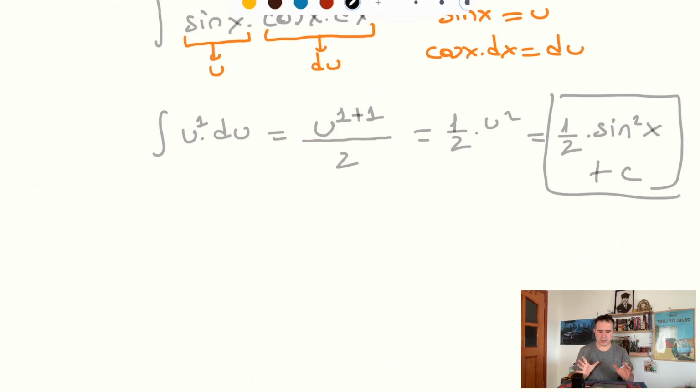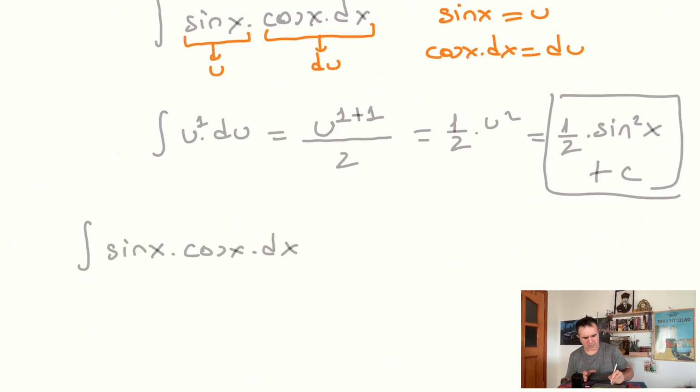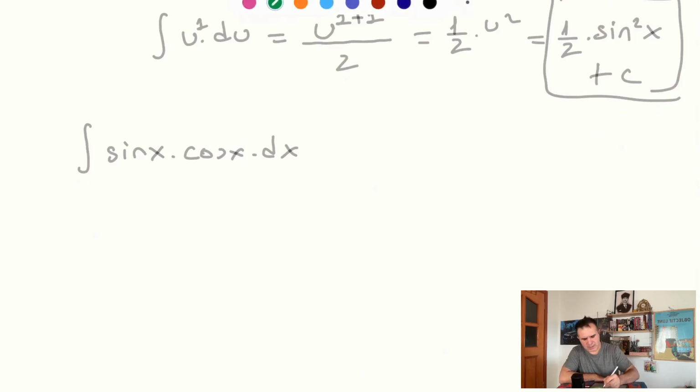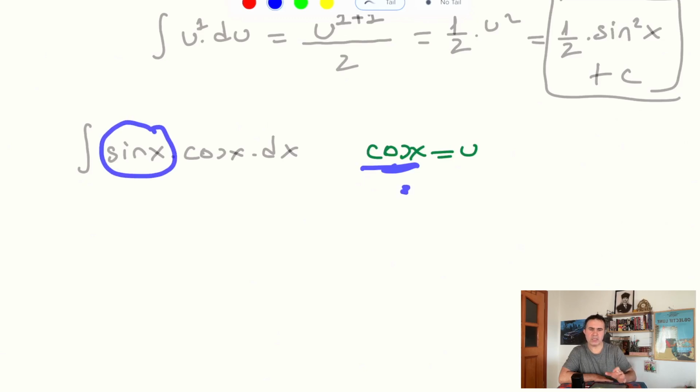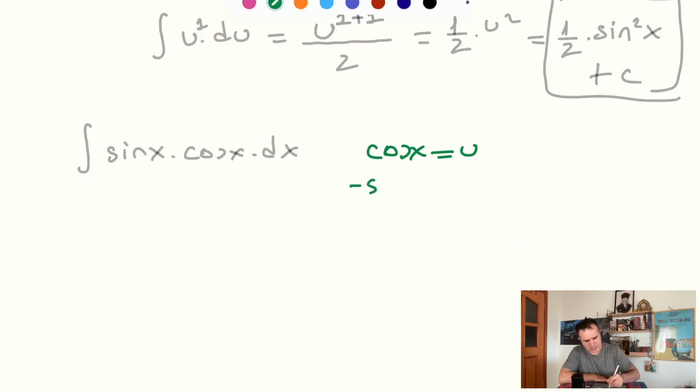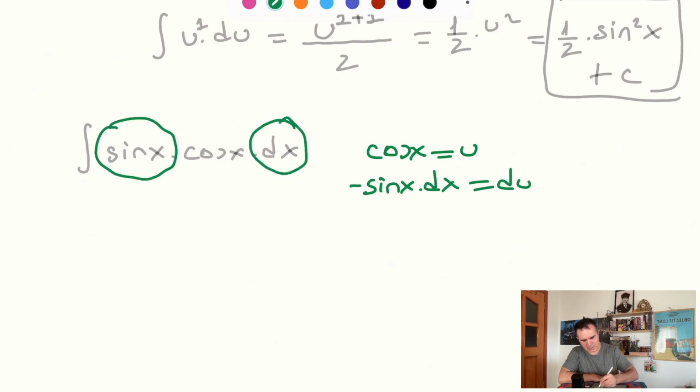But on the other hand, we can also solve this problem differently. We can say that cosine x is equal to u, because the derivative of cosine x is minus sine x, so we can use substitution by this method also. And minus sine x multiplied by dx is du. This means that sine x times dx is minus du.